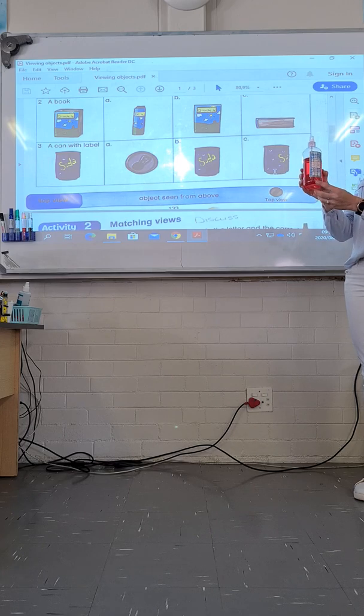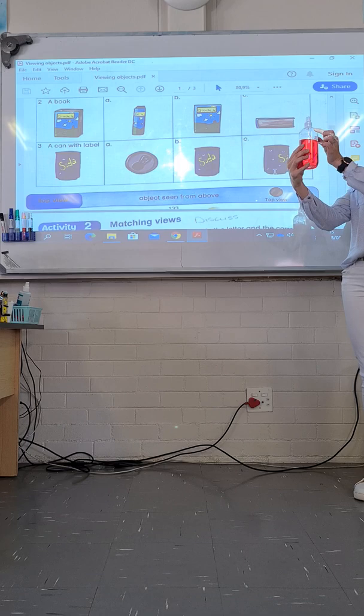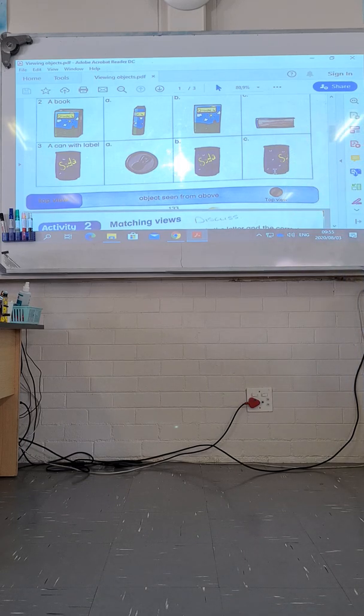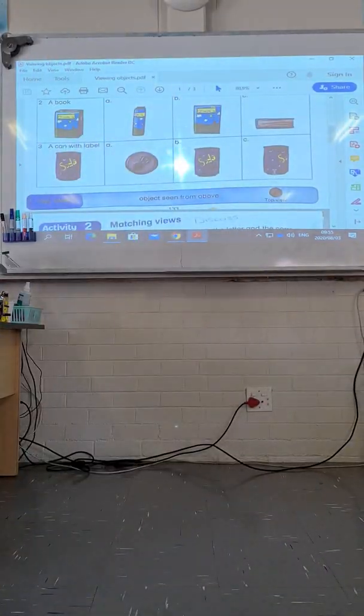Because this is a can of soda. It's like this, so you can see only some of the picture. Perfect. Well done. Those are like detective skills. I'm telling you, you have to look for clues, and those are some really good clues you spotted.